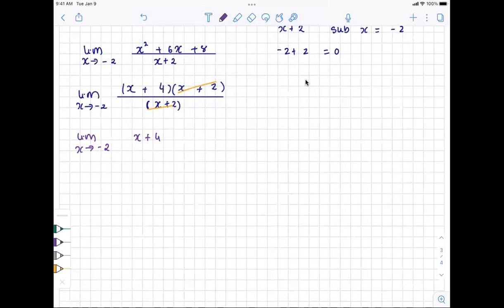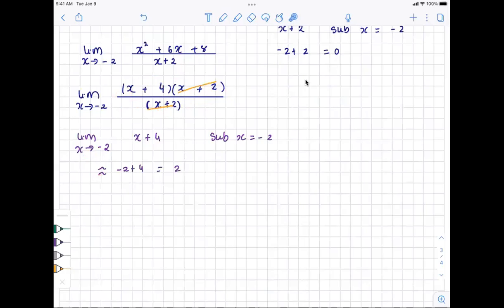This doesn't give you any problem if you substitute in x equal to -2, right? So if you substitute x equal to -2, then your limit is going to be -2 plus 4, which is 2. The reason it's not equal to is because the function does not exist at -2. At -2, you have a discontinuity there, right? You have a hole basically.